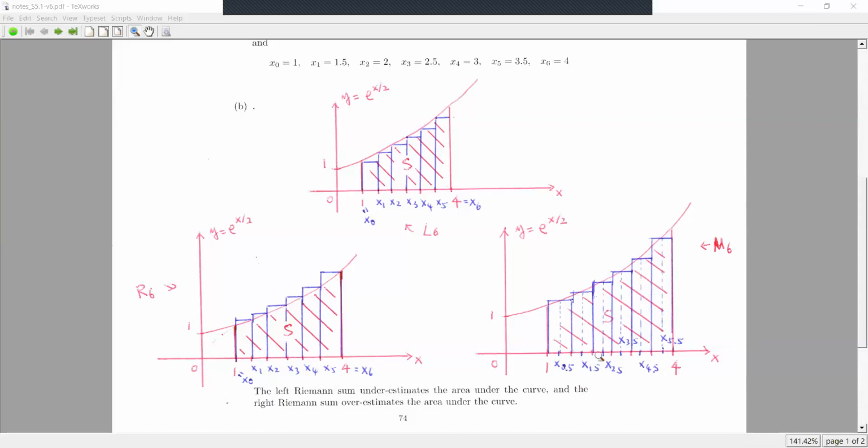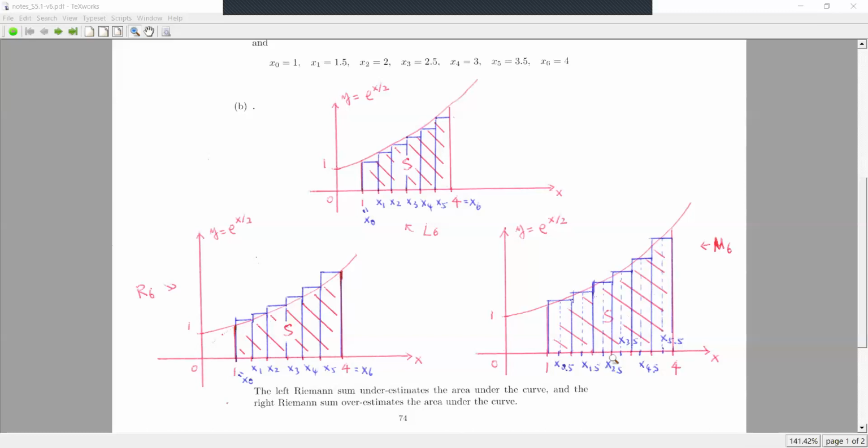Similarly, over the second subinterval, the left endpoint is x1 and the right endpoint is x2. I use x1.5 to denote the midpoint of the second subinterval. Then what is the value of x1.5? Left endpoint, the value is 1.5. Right endpoint, the value is 2. So the midpoint value is 1.75. Now, use the function value at the midpoint as the height to build a rectangle.